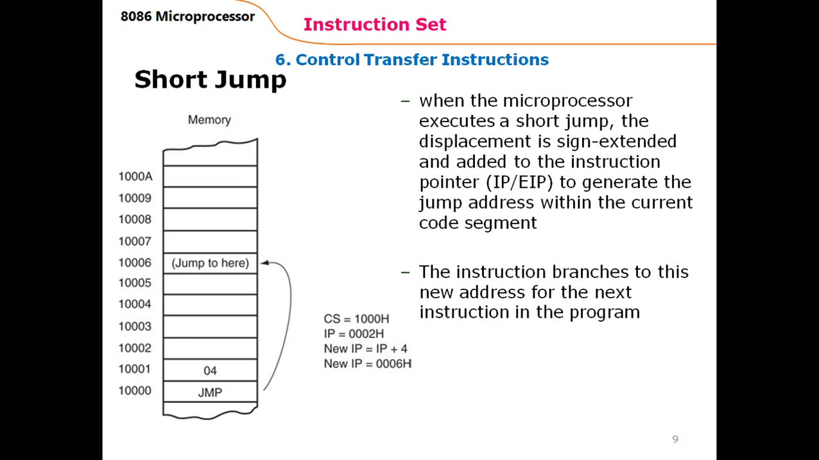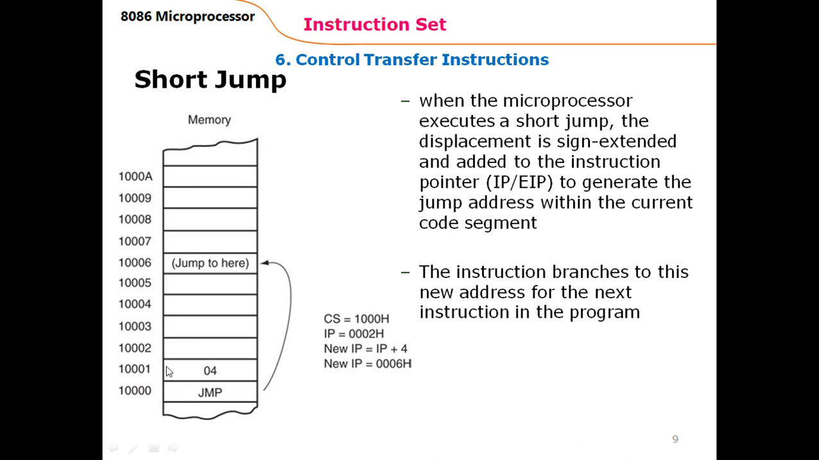In case of a short jump, when the microprocessor executes it, the displacement that follows the opcode is sign extended and added to the current content of the instruction pointer, or extended instruction pointer, to generate the jump address within the current code segment. By default, the segment is the current code segment, so the microprocessor knows that the jump happens inside the existing segment. So the instruction branches to this new address for the next instruction in the program.